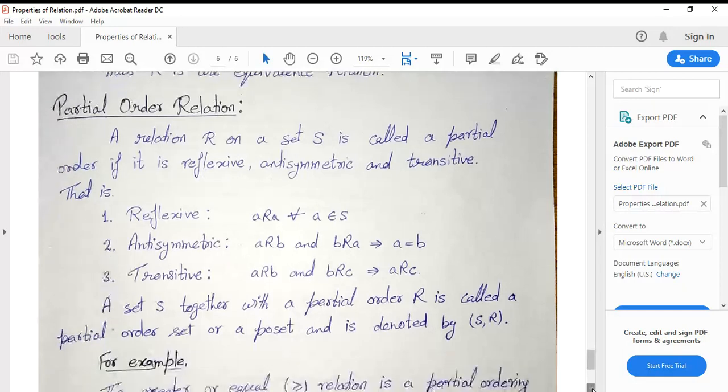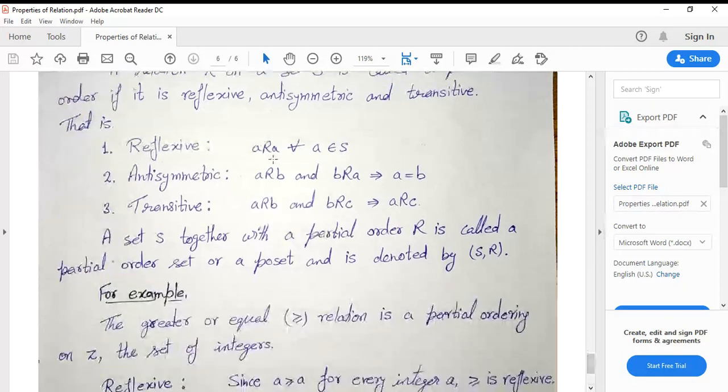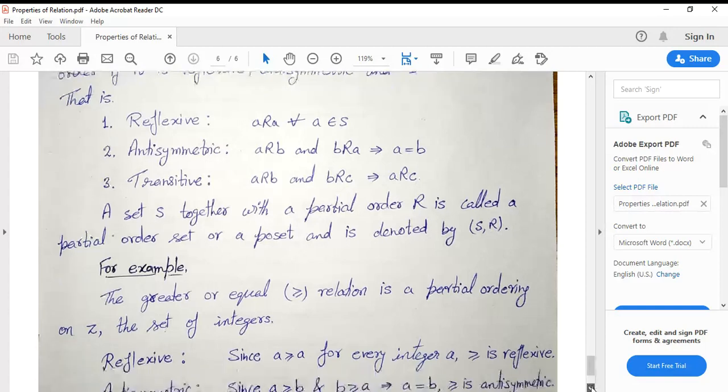So what is reflexive? Reflexivity is that A is related to A, for all A belonging to S. Antisymmetric, what is the antisymmetric relation? That is, A related to B and B related to A, when? When A equals B. Now transitivity: A is related to B and B is related to C, then A is related to C. So this is called a partial order relation, and we can also say it is a poset, and it is denoted by (S, R).